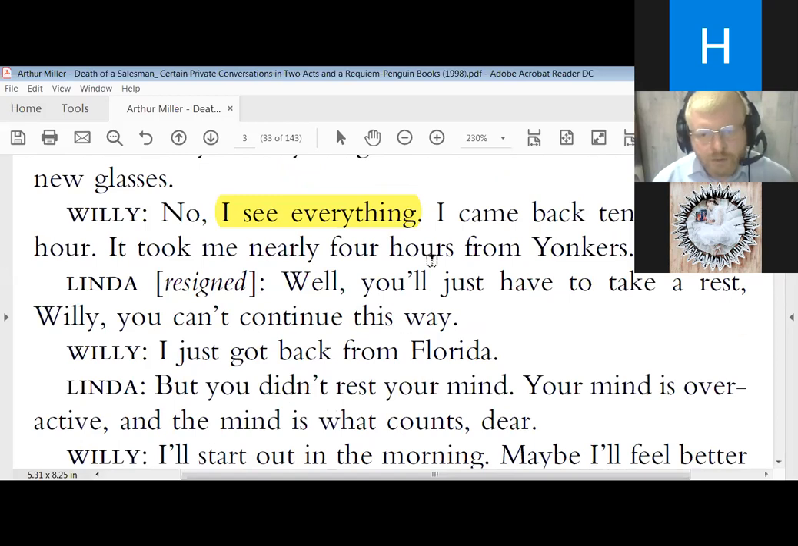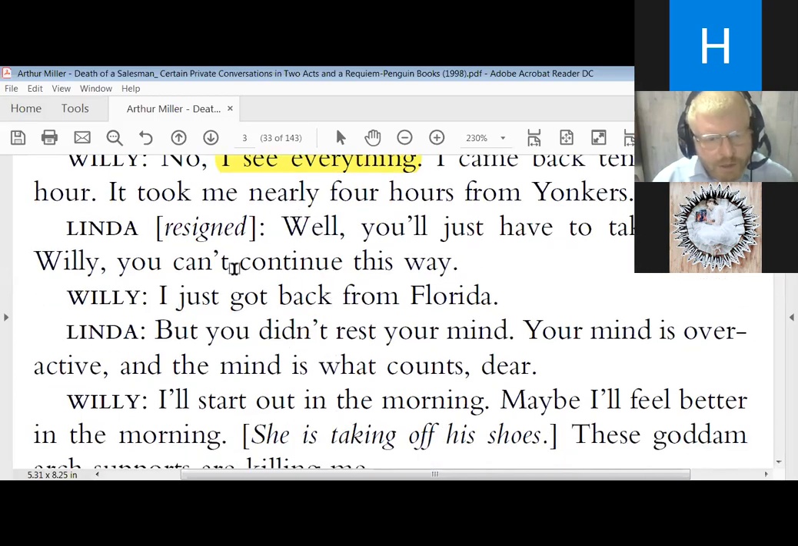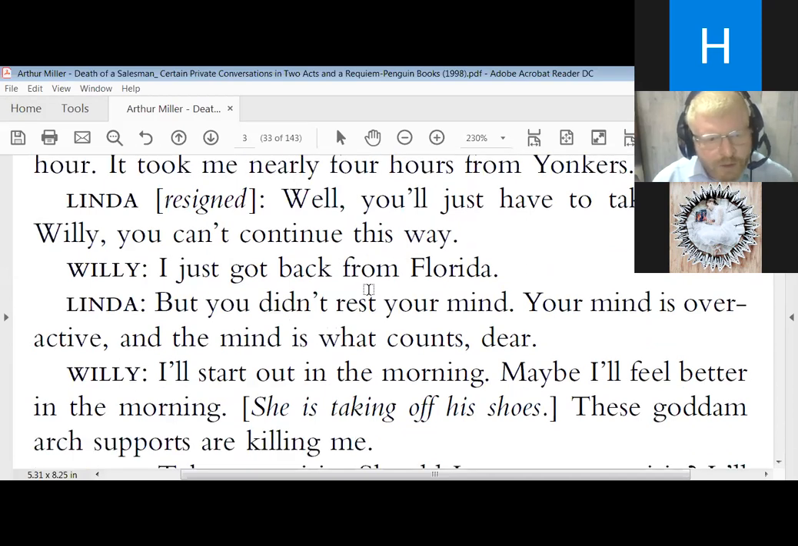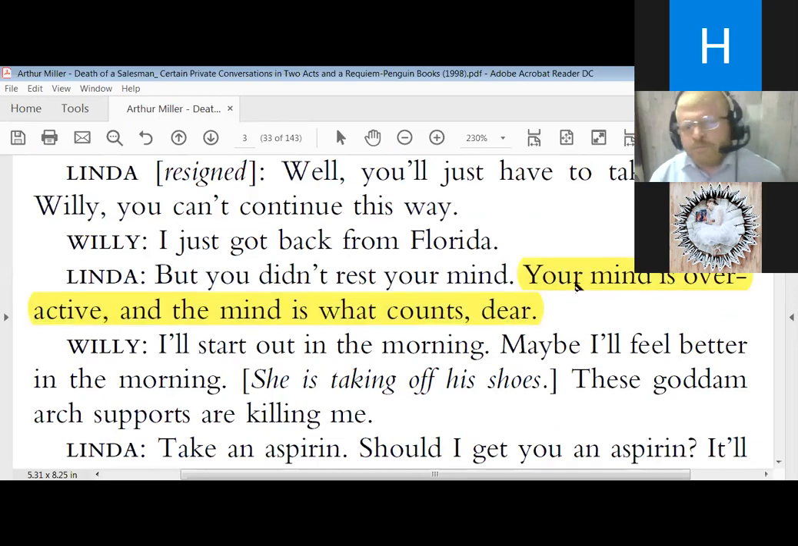Well, there's nothing she can do about that. He smashed the car. It was his own mistake. It was his mind. There is nothing more to say about that. Linda says, well, you'll just have to take a rest, Willy. You can't continue this way. He says, I just got back from Florida. But you didn't rest your mind. Your mind is overactive. The mind is what counts there. So this is mainly the problem with Willy Loman, his mind. It is overactive. He is overthinking everything.